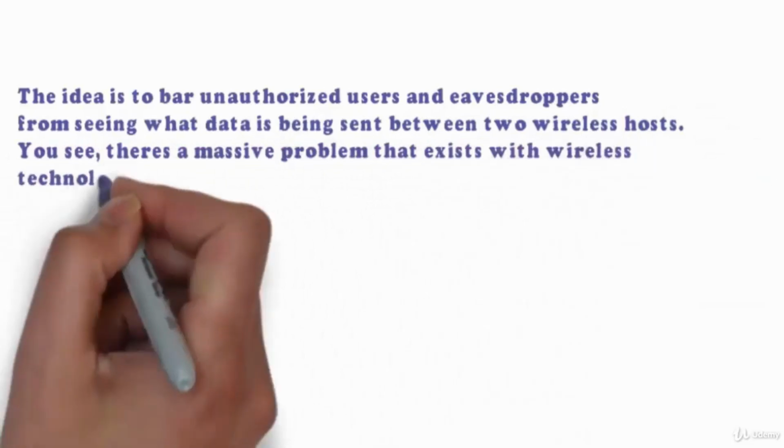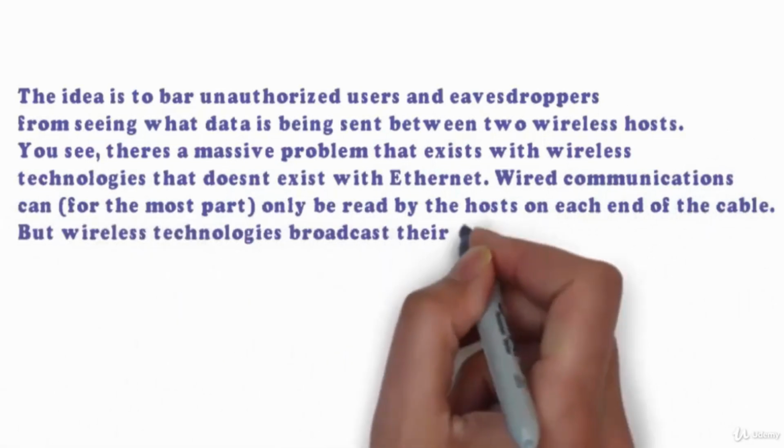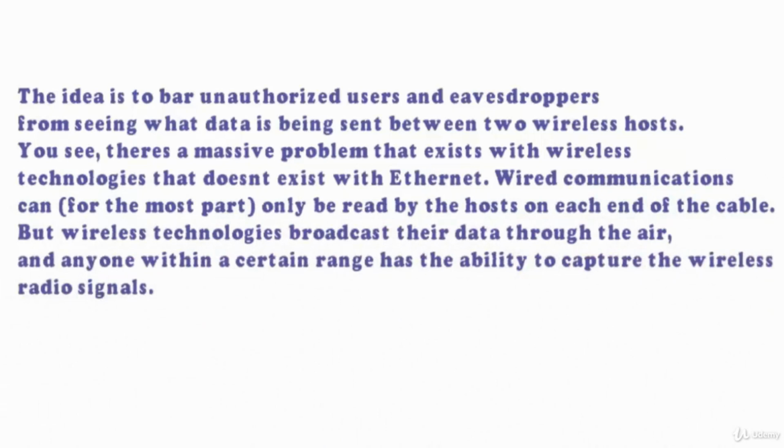You see, there's a massive problem that exists with wireless technologies that doesn't exist with Ethernet. Wired communications can only be read by the hosts on each end of the cable, but wireless technologies broadcast their data through the air, and anyone within a certain range has the ability to capture the wireless radio signals. I don't think anyone wants to broadcast their personal data through the air in an unencrypted format, especially in a public setting like an internet cafe or airport. Hence, the need for a wireless encryption algorithm was born.